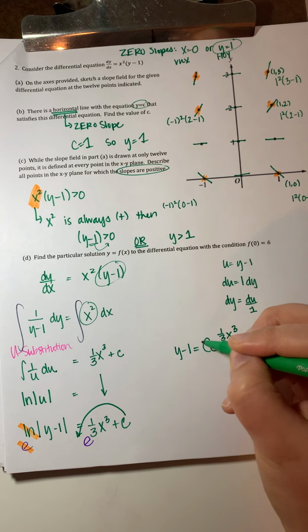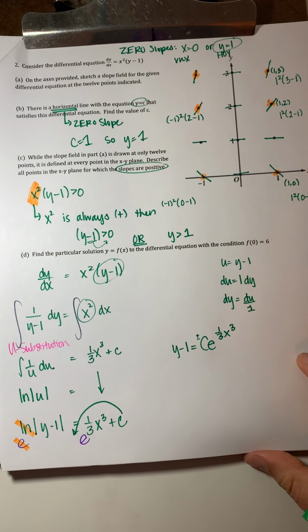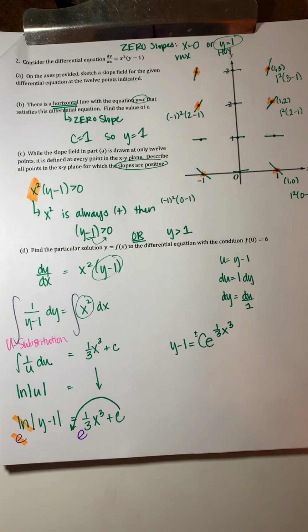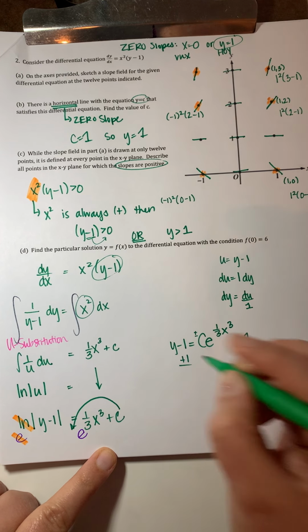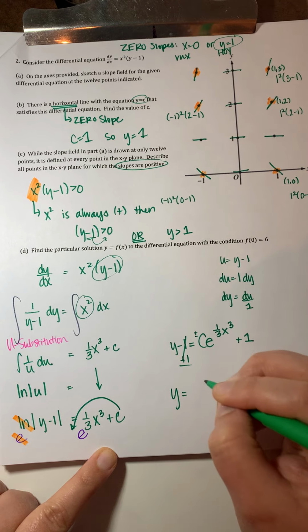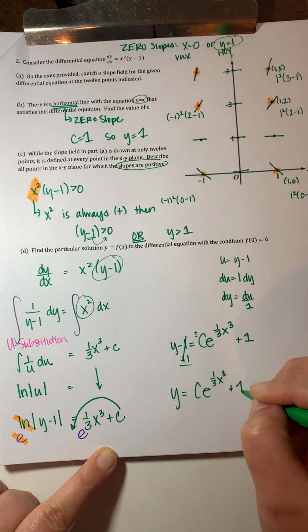One more time, remember, I have a plus or minus built into that c, because since I don't know what that constant is, it implies that it could be positive or negative. If you want to put the plus minus, that's fine, but remember, you're going to have to pick one. Then add your 1 across, so you have y equals c e to the 1/3 x cubed plus 1.